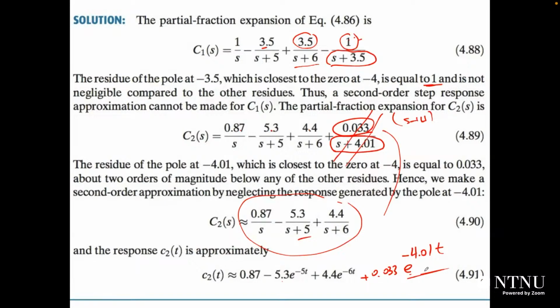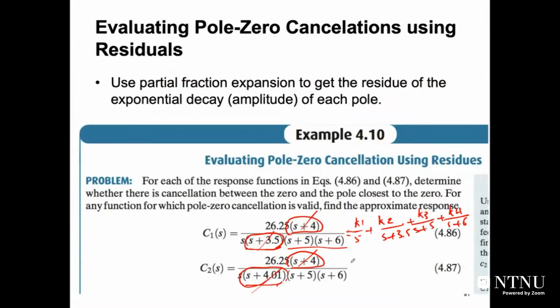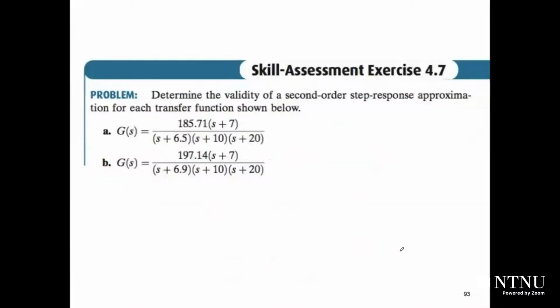And in this case, we can say that, okay, our system will be approximated to 26.25 divided by S multiplied by S plus 5 multiplied by S plus 6. So even if you want to use pole zero cancellation, you need to check the residues by using partial fraction expansion. This is very important.